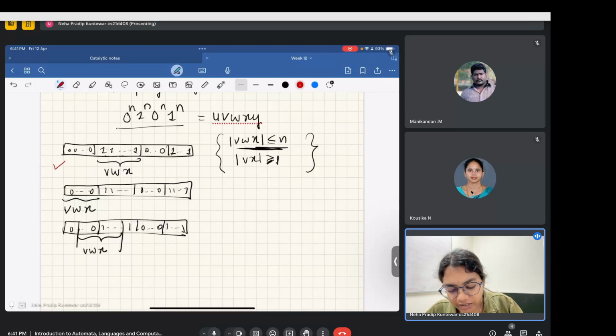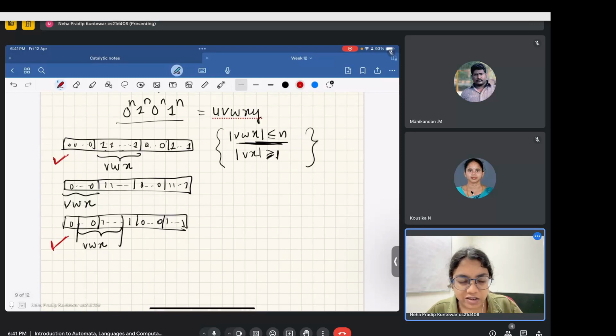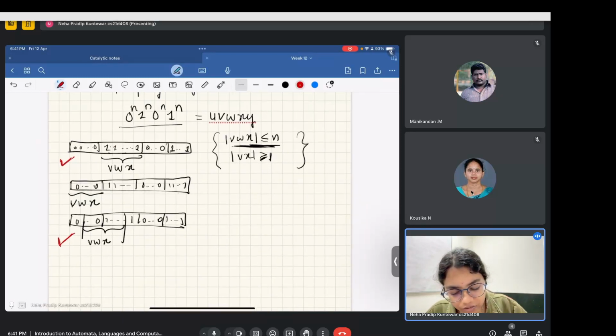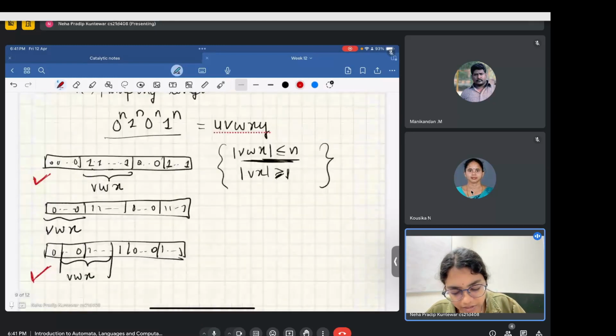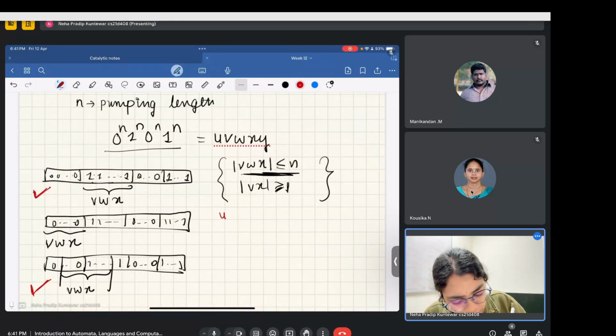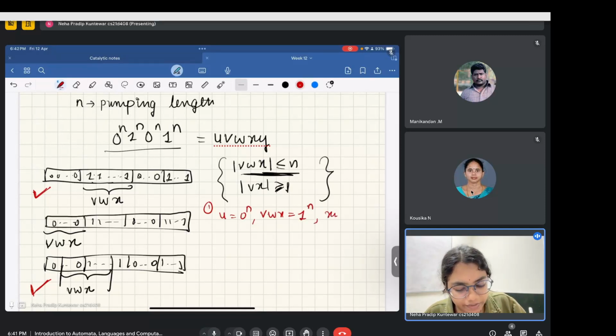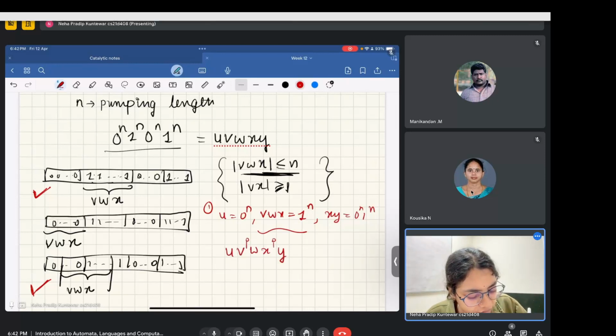We will show that for this there is a contradiction, and for this also there is a contradiction. The other cases are very similar, and you can assume them without loss of generality. So let's look at the first one. Case 1: u is a chunk of zeros, vwx is a set of n ones, and the rest, xy, is 0 to the n, 1 to the n, which doesn't matter. Then by the pumping lemma, every u, v to the i, w, x to the i, y should be in the language for all i greater than or equal to 0.